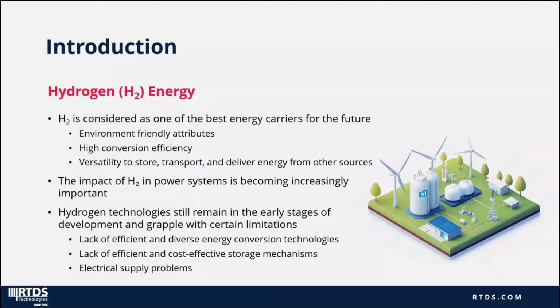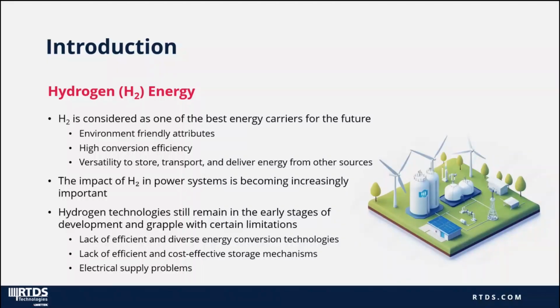It has a very good conversion efficiency, up to 60%. Considering other benefits of hydrogen, this is a relatively high value. Hydrogen can be used to store, transport, and deliver energy produced by other sources such as renewables, providing versatility. Due to these benefits, the role of hydrogen in power systems is becoming more important. It provides new opportunities for energy storage and grid balancing.